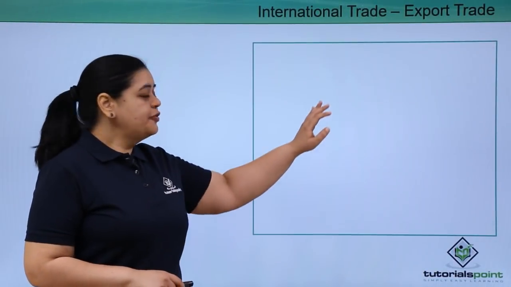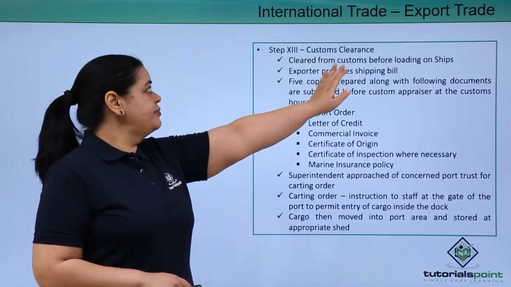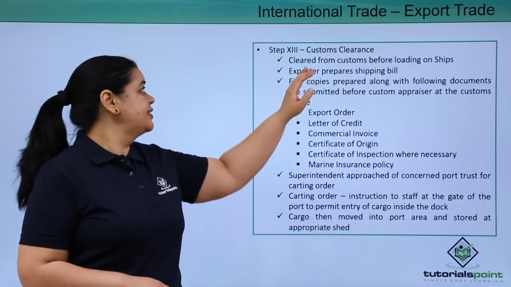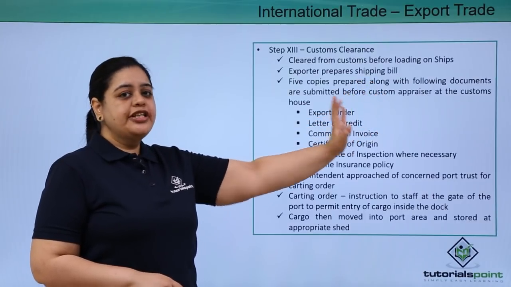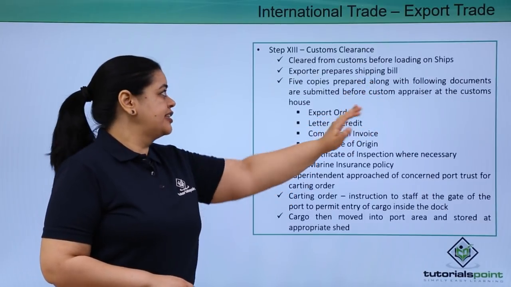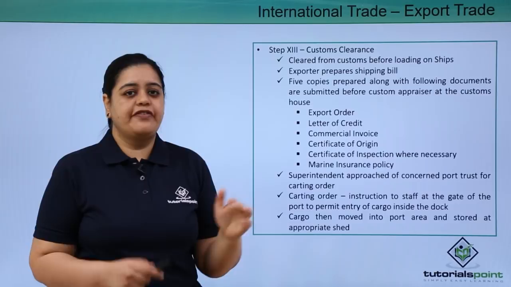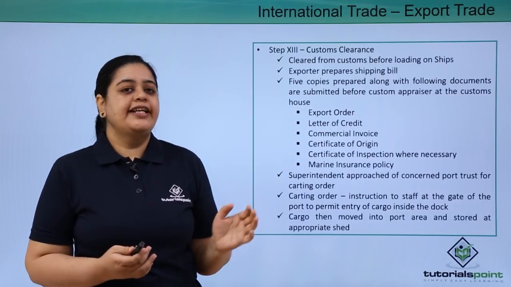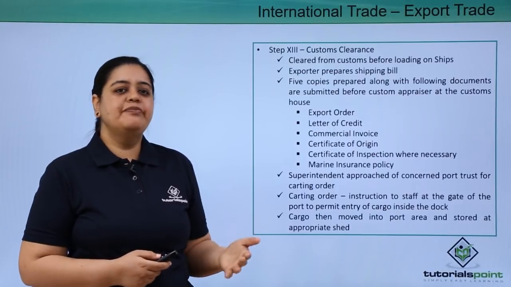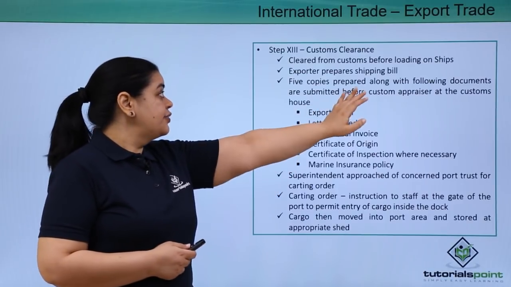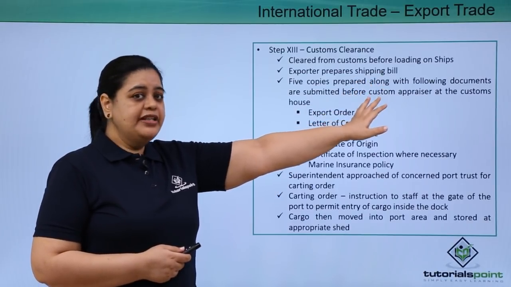Now let's move further and see the next step, that is the customs clearance. This is step number 13. You have to ensure that your goods are cleared from the customs before you load onto the ship. If you are unable to do so, then the customs will not allow you to load the ship and you will miss your delivery. So you have to prepare a shipping bill.